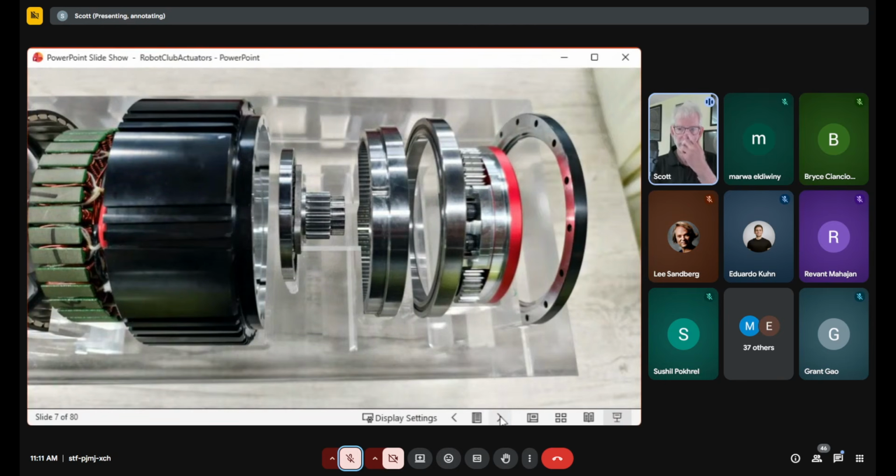And then over here, we also have the reducers. Anyone want to take a guess at what kind of reducers these are? They look like planetary. Yeah, they are. And I believe they're multi-stage or two-stage, and we're going to talk about that, so don't worry about it.